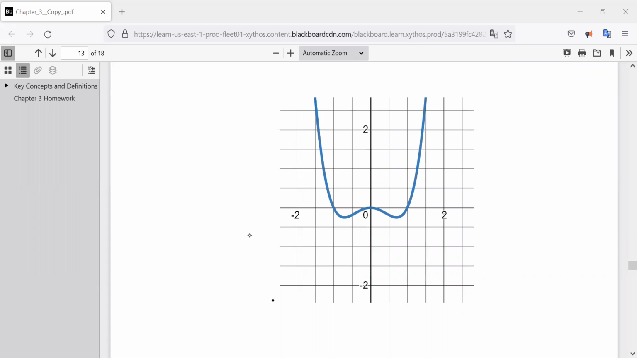Sorry about that. My writing pad lost connection for a second. I'm not positive, but I think that this is x to the 4th minus x squared. And remember what I said earlier about being linked to those powers, if it's going to be odd or even.